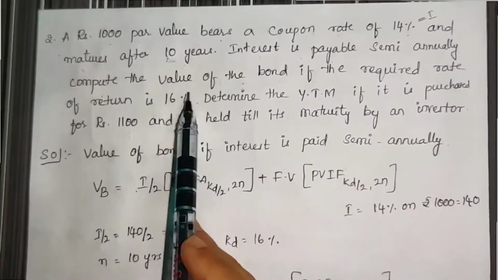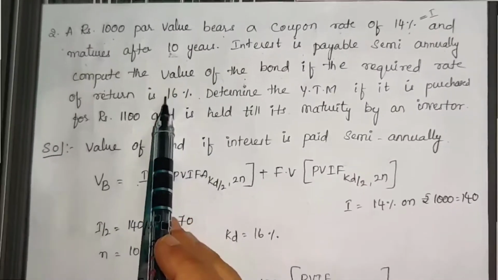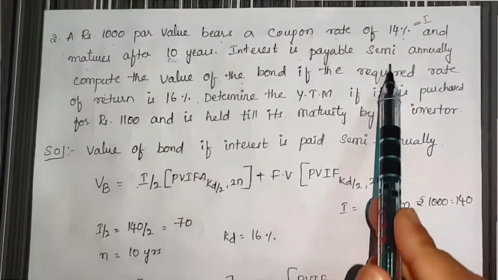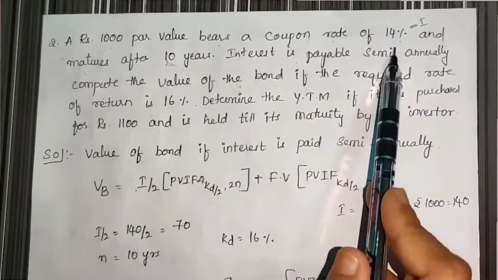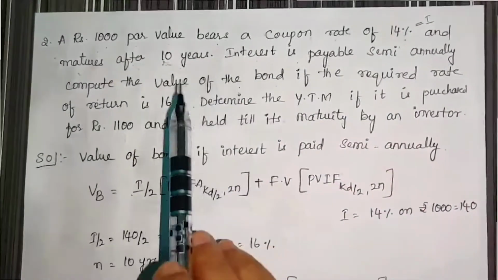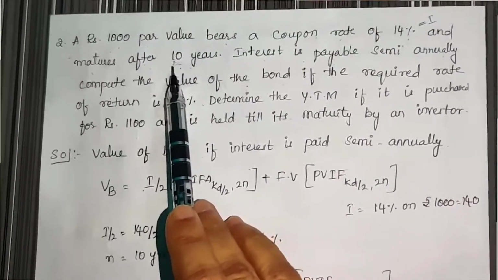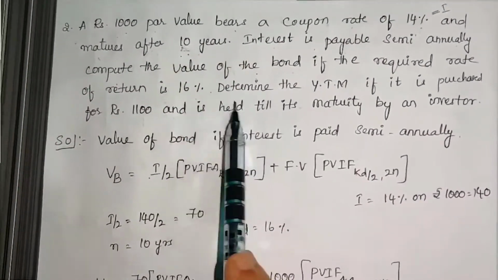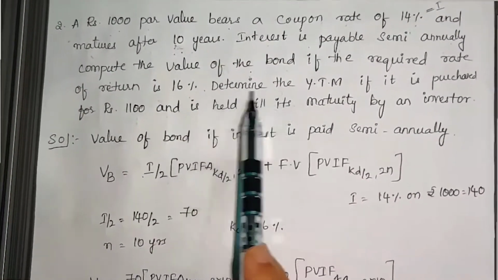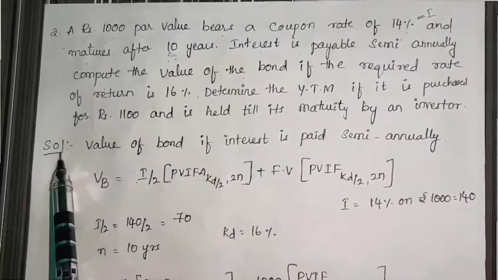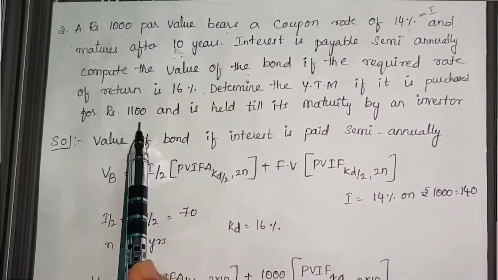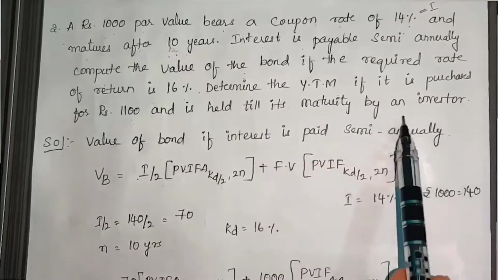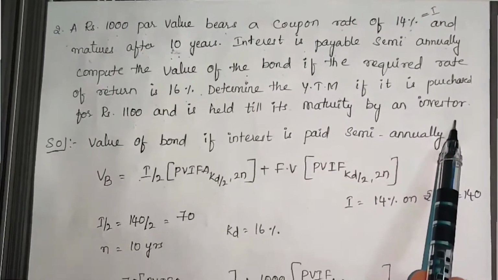So first step, we have to calculate the value of the bond where the interest is paid semi-annually and the rate of interest is 14% per annum. The number of years to maturity is 10 years. Next, after computing the value of the bond, we are asked to determine the YTM if it is purchased for rupees 1100 and is held till its maturity by an investor.